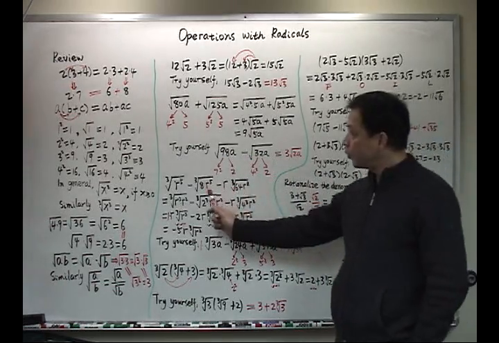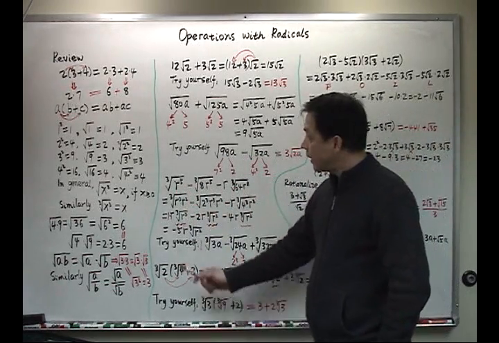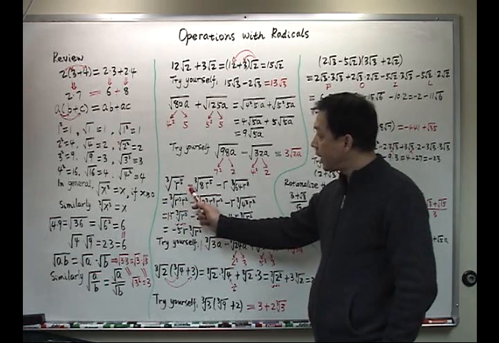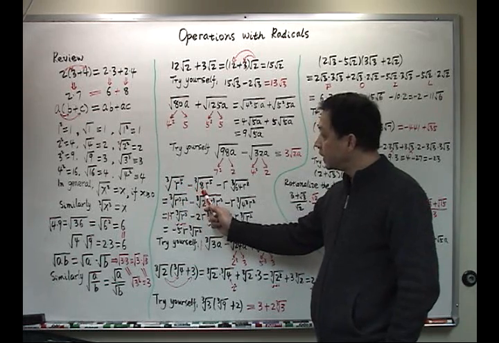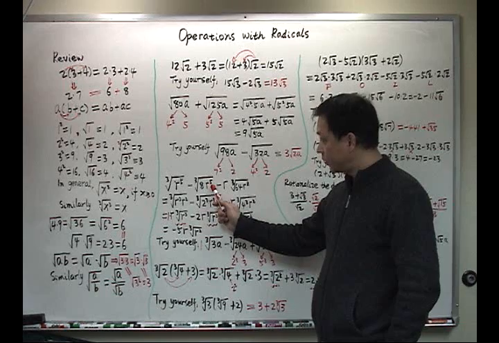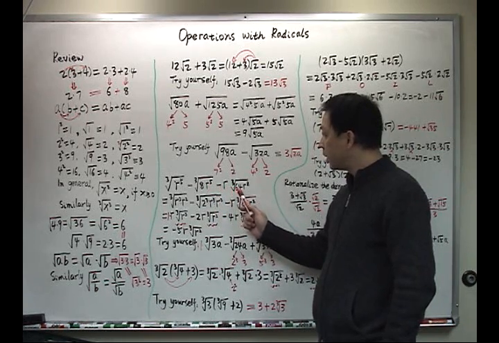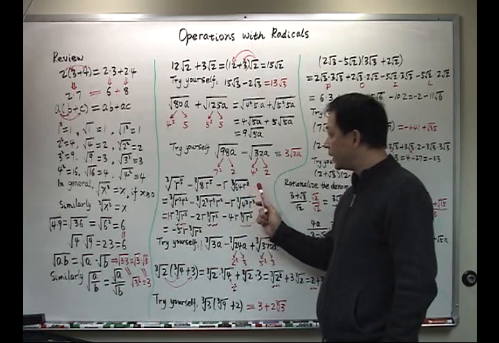Now, let's look at this one. This one is the cube root of r to the 5th minus the cube root of 8r to the 5th minus r times the cube root of 64r squared.